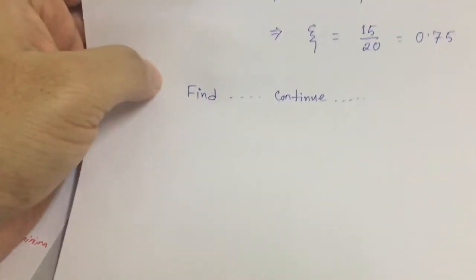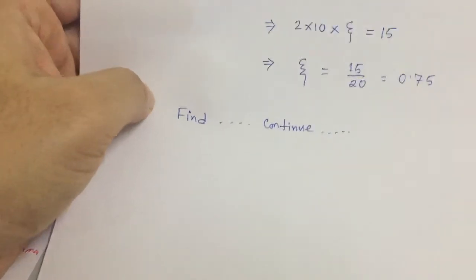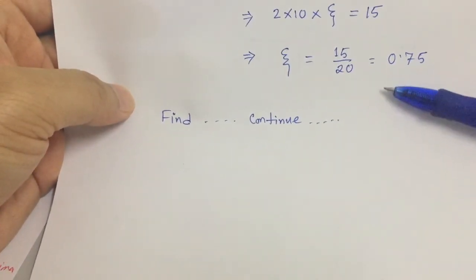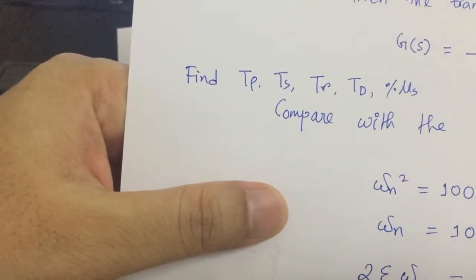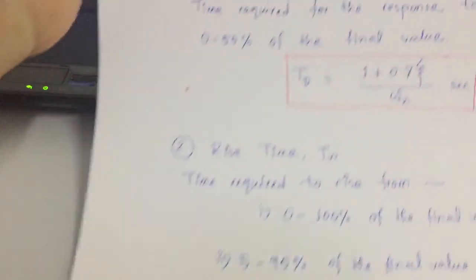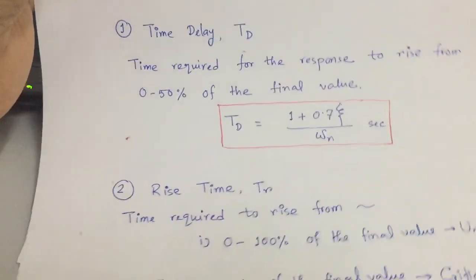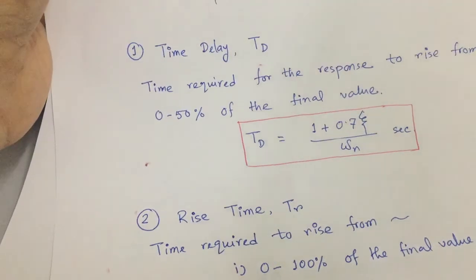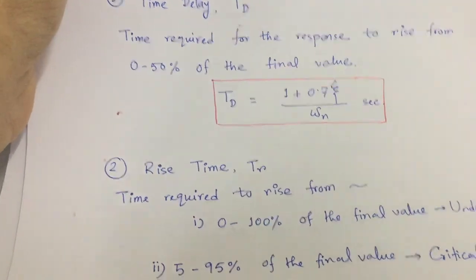Then after that I have not continued, I want to leave it for you guys to find the value of all these parameters. It's very simple. You just apply all the formulas that I have discussed. You can see all the red color boxes. All these formulas you apply and you can find the values. Okay, thank you. That's all for today.